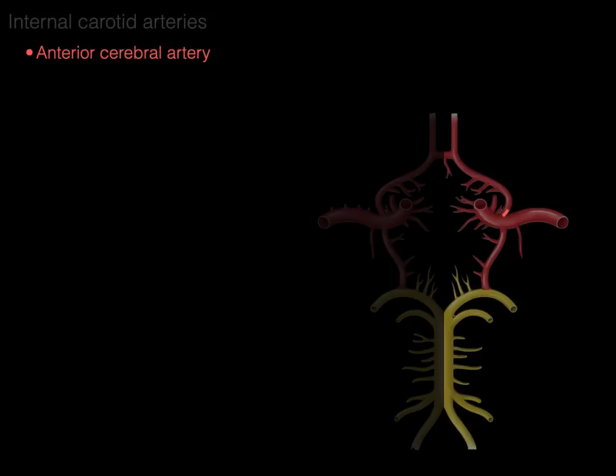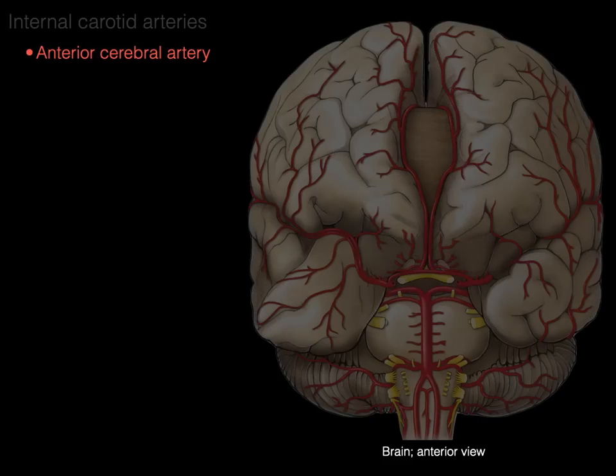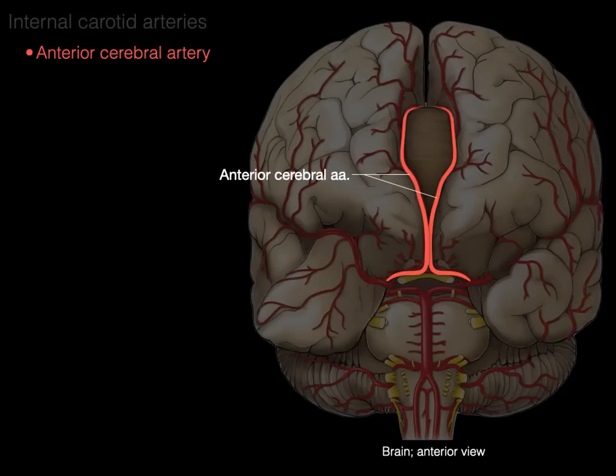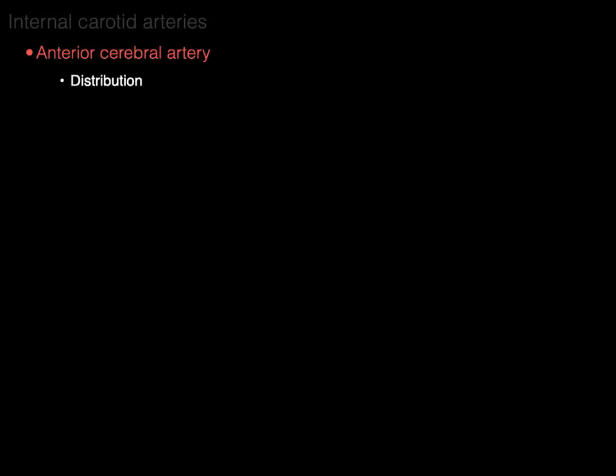Then there's the anterior cerebral artery right there that supplies the front of the cerebrum. So here's the front of the cerebrum, and there's our internal carotid, and there is one anterior cerebral artery coursing over top of the corpus callosum within the longitudinal cerebral fissure. And it's paired. The anterior cerebral arteries, they're paired, okay? The distribution of the anterior cerebral artery is the medial aspect of the cerebral hemisphere all the way back to the parietal lobe. Let's see what that looks like.